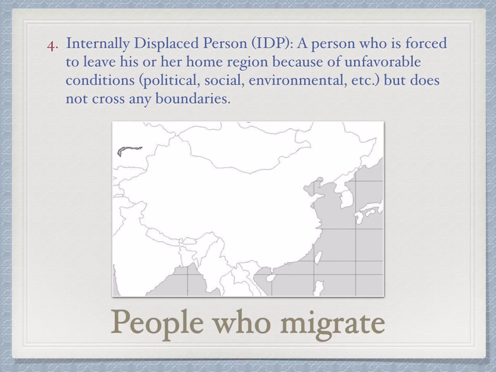Another type of person who migrates is an internally displaced person, or an IDP. An IDP is forced to leave his or her home region because of unfavorable conditions, and there's a variety of them. Environmental is very common, but so are political issues, war, etc. But this person does not cross any boundaries. They stay within their same country.